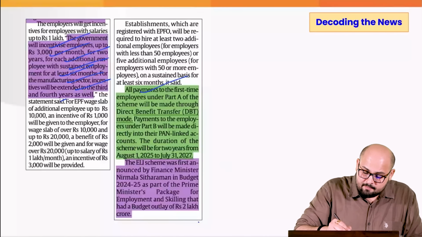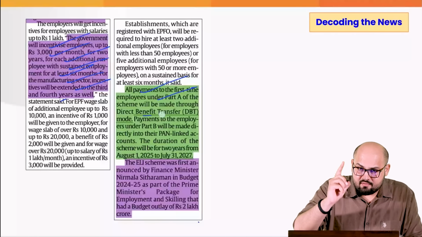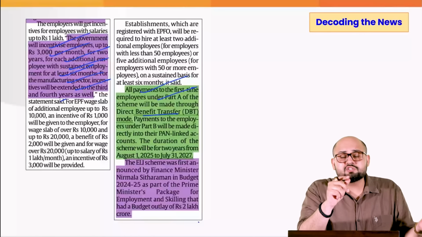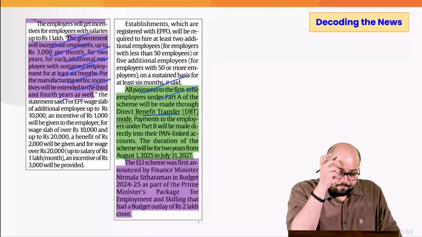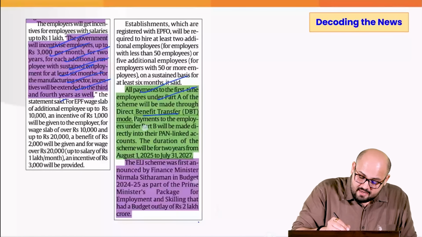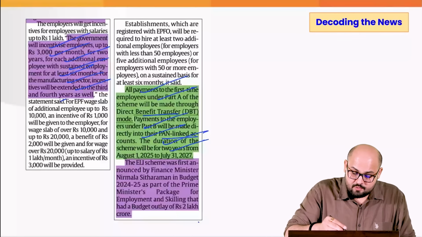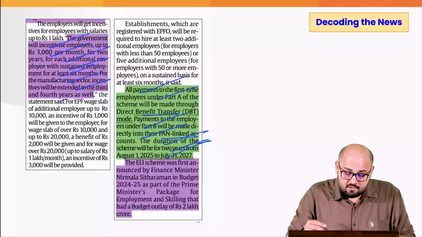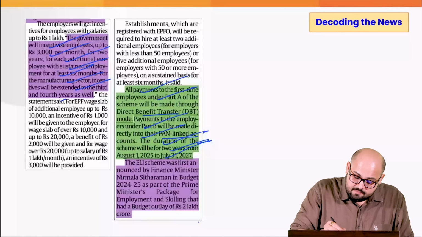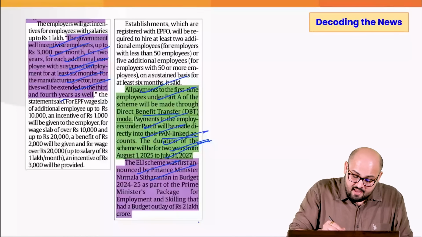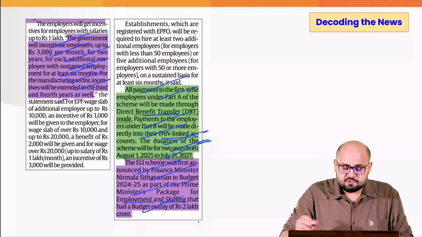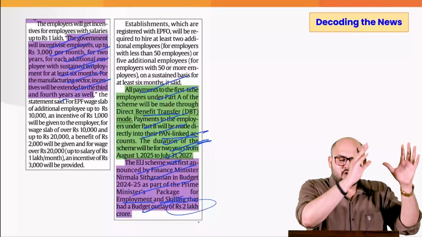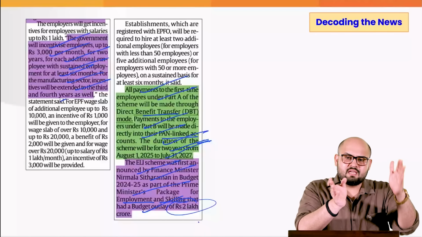All payments to the first time employees in Part A will be through direct benefit transfer. Again, the aspect of digital integration, right? That is the delivery of public services through the digital mode. Payments to the employers under Part B will be made directly into their PAN-linked accounts. The duration of the scheme will be 2 years, from August 1, 2025 to 31st July 2027. The ELI scheme was first announced by Finance Minister Nirmala Sitharaman in Budget 24-25 as a part of the Prime Minister's package for employment and skilling that had a budget outlay of almost 2 lakh crores. This is what you have to understand: the objective and the different components of the scheme, Part A and Part B.